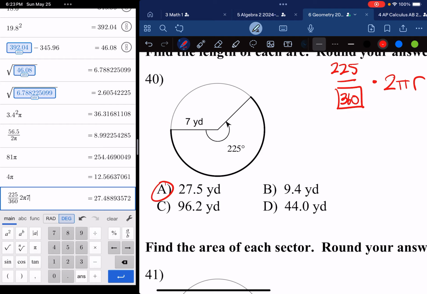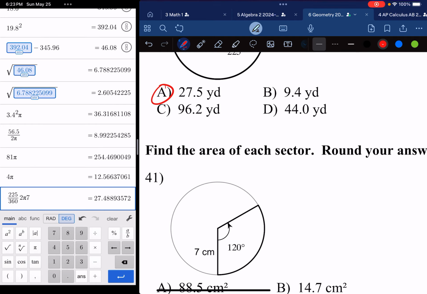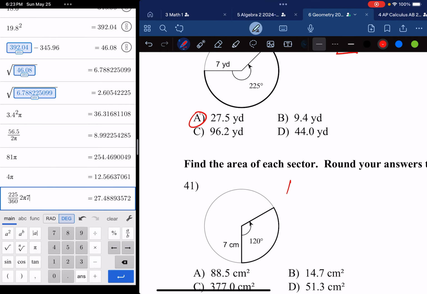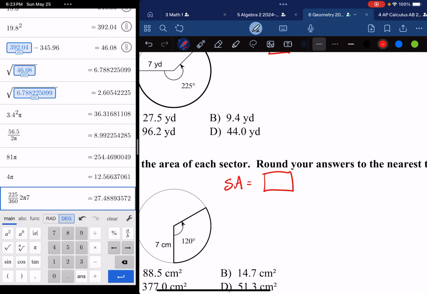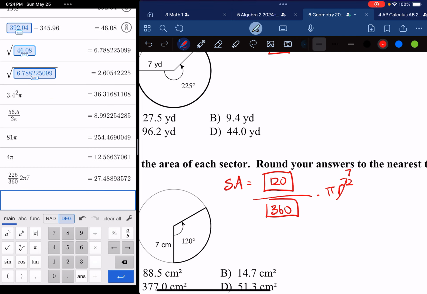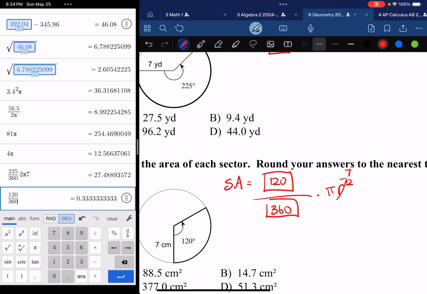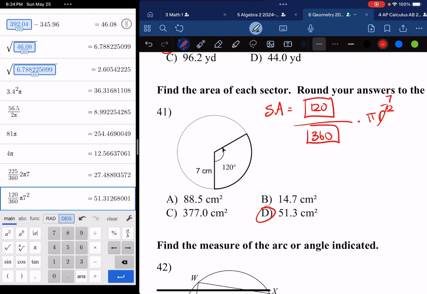Oop, in pen though. Number 41, find the area of each sector. So for a sector area, usually I say SA for sector area, is equal to a fraction, so a number divided by a number times your area, pi r squared. We know here r is still 7, so I'll change that out for 7 right now. And then the entire circle is 360 degrees. The part that we're talking about is 120 degrees. Type this in your calculator and you're done. You have 120 divided by 360, multiply that by pi times 7 squared, and we have 51.3. 51.3 for option D.